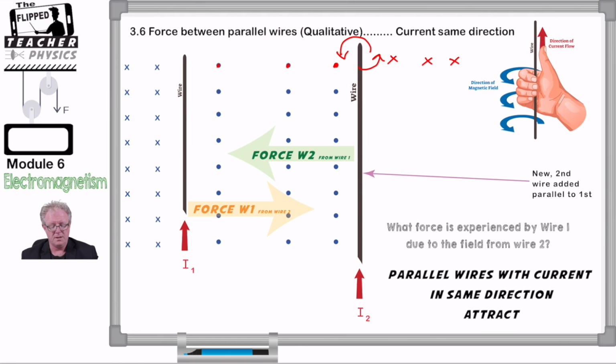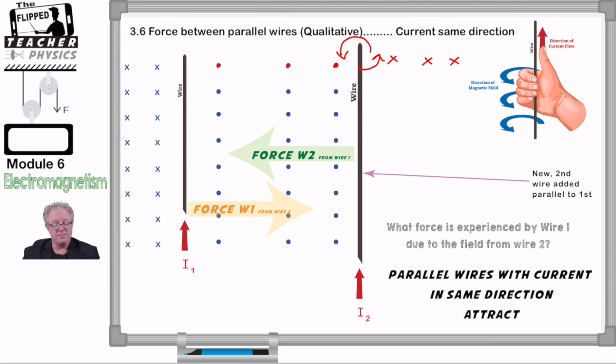So if we now think, okay, here's my wire, wire 1. What force does it feel due to the influence of the field from wire 2? Well, let's have a look. Current is going up this way. Here is the field from wire 2, the dots. Just ignore the crosses at the moment. We're just looking at the dots here because it's the dots that represent the field from wire 2.